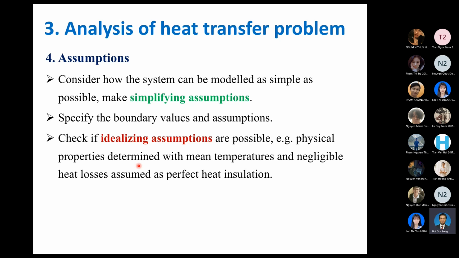The negligible heat loss here is very important. So in some cases we have the system with insulation, so the heat loss is very small. So we can neglect the heat loss, so we can simplify the problem also. During solving problems, you will often see this simplification. Okay, you will see this simplification during solving a problem.